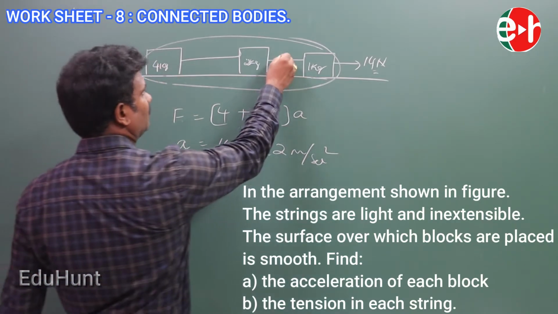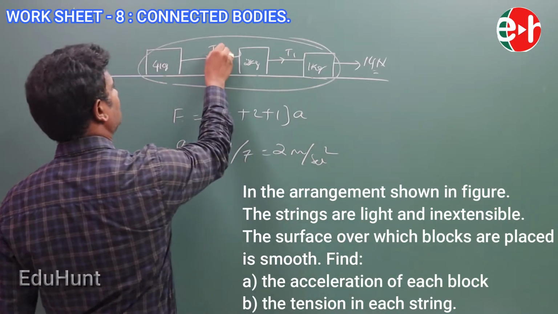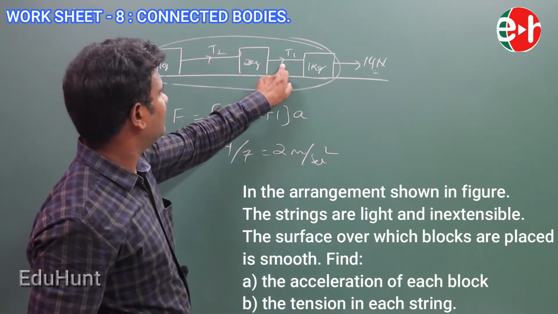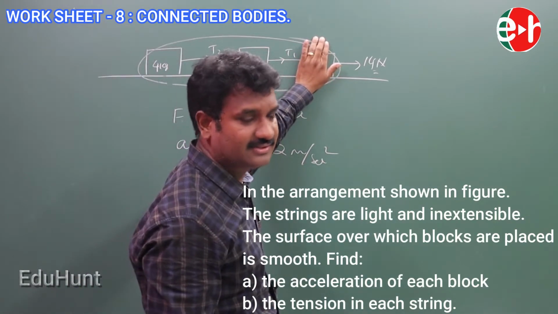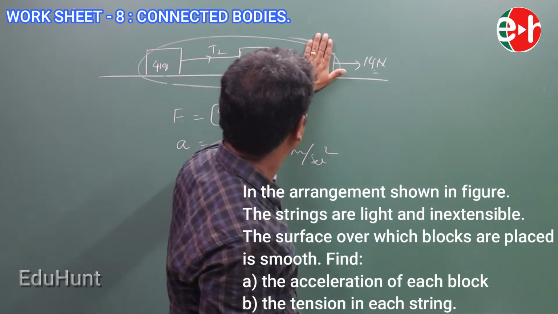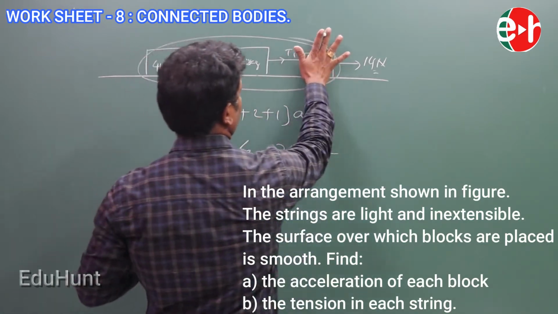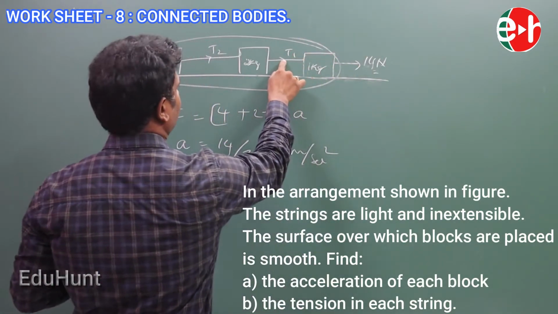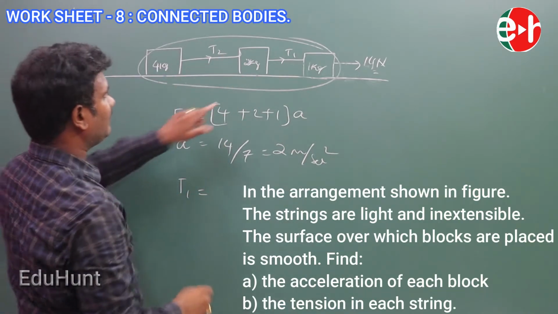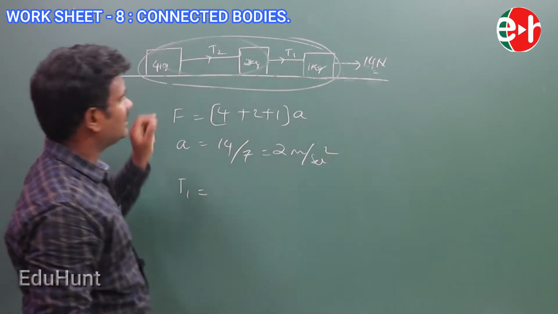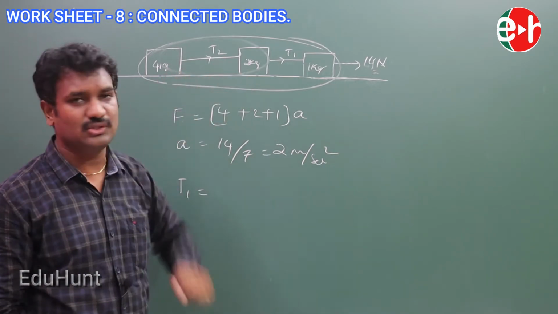Next question is, what is the tension here? What is the tension here? So when you are finding the tension in this string, you can ignore this mass. Okay, ignore this for a while. So because of this T1, these 2 blocks are moving. So for this T1, these 2 blocks act as a single block of mass 4 plus 2, 6.